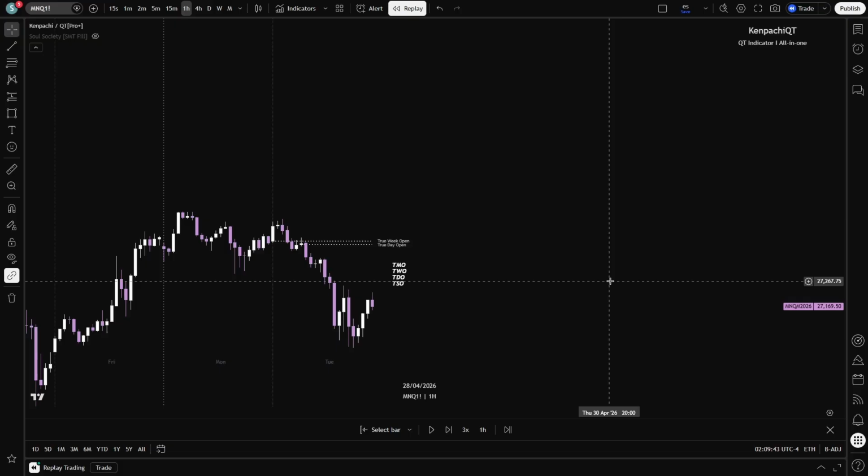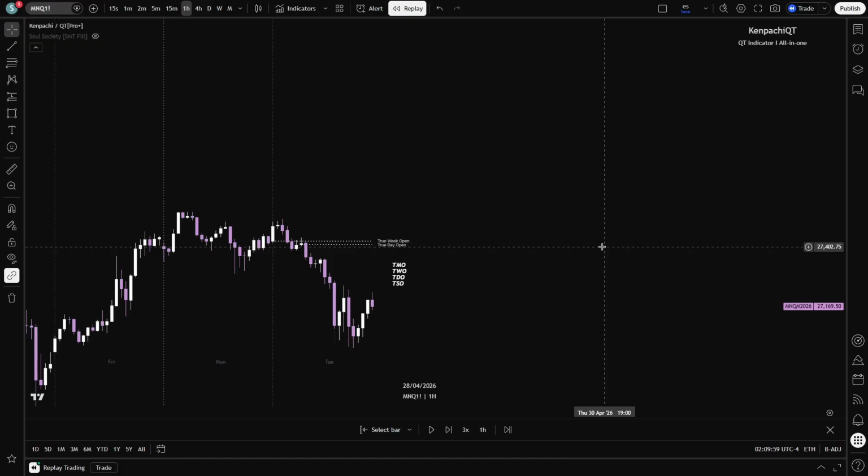The true month's open, true week open, true day open, true session open. That's it. The higher the time frame, the higher the probability it has. Okay, so that's pretty much it.